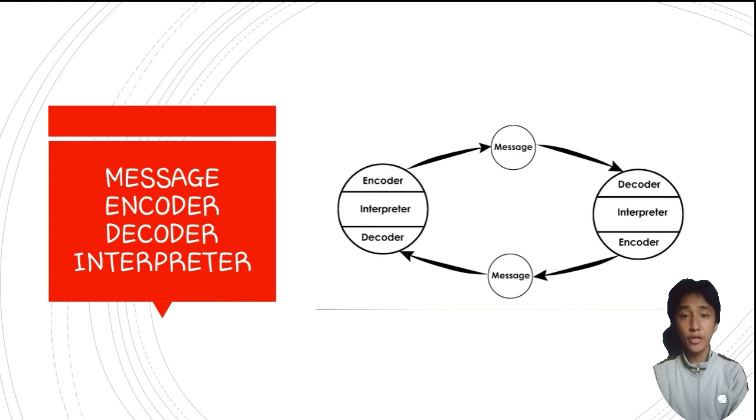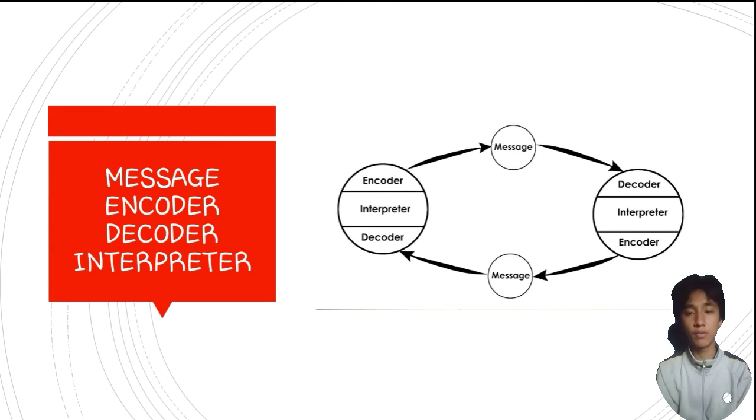Example, you and your friend are having a discussion about a certain topic. So you share your idea first and you are now the sender who encodes the message, and your friend is now the receiver who decodes and analyzes it.